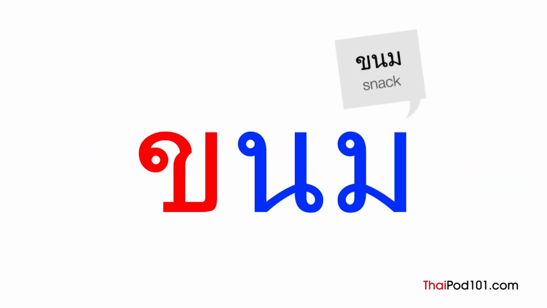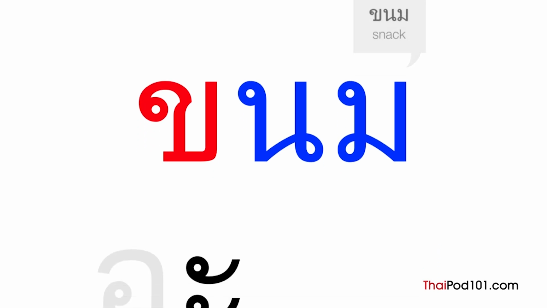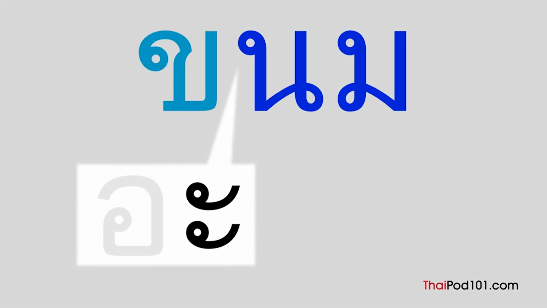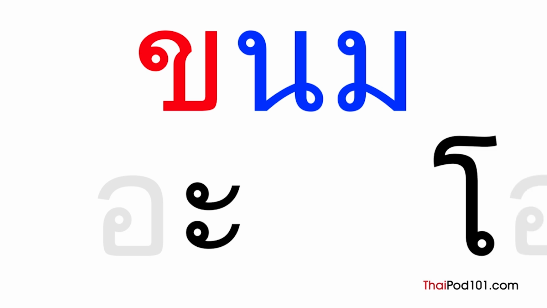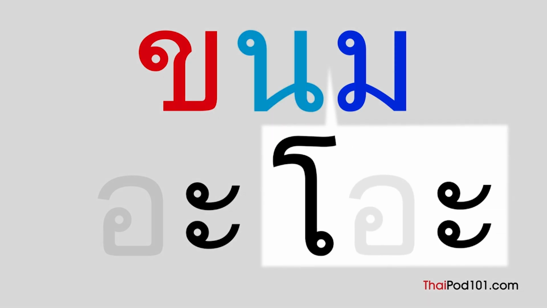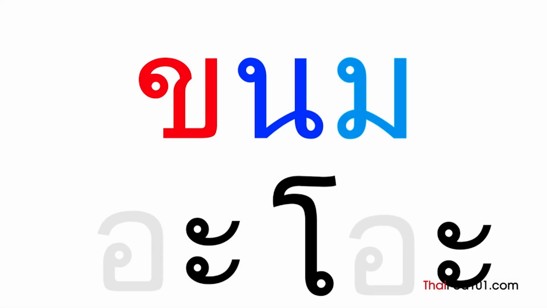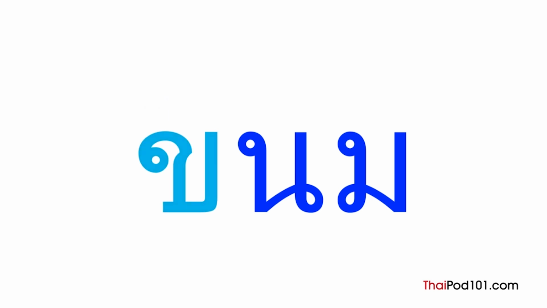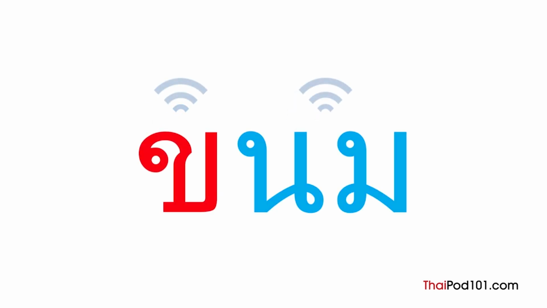Something similar happens in the word kanom, which means snack. This word is a little bit more tricky because it has two unwritten vowels. There is an unwritten sara after kho kai, and there is an unwritten sara o between nonu and mo ma. The first syllable ka is low tone, and the second syllable nom is rising tone because the high class consonant kho kai has an effect on both syllables.